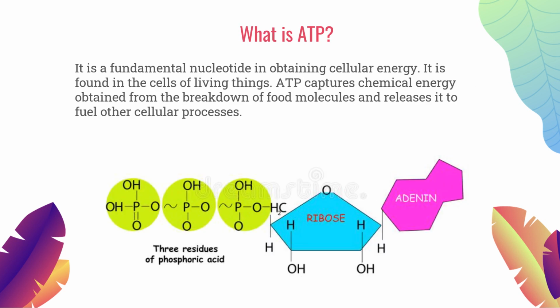Adenosine triphosphate, also known as ATP, can be defined as a fundamental nucleotide in obtaining solar energy. It is found in the cells of all living things. It captures chemical energy obtained from the breakdown of food molecules and releases it to fuel other cellular processes.